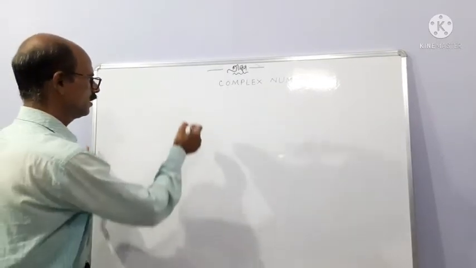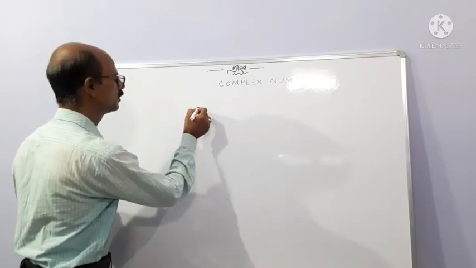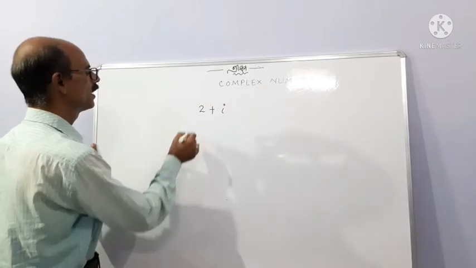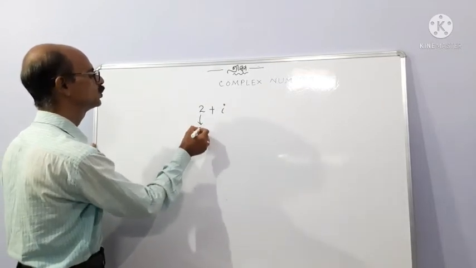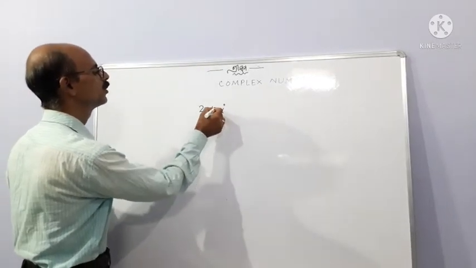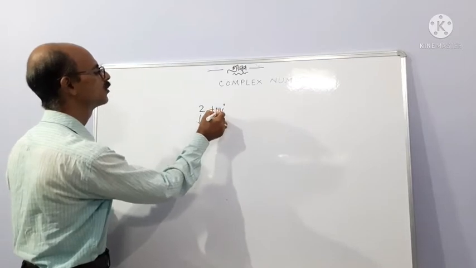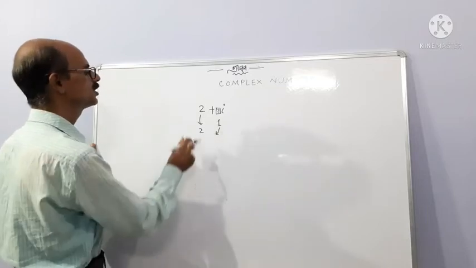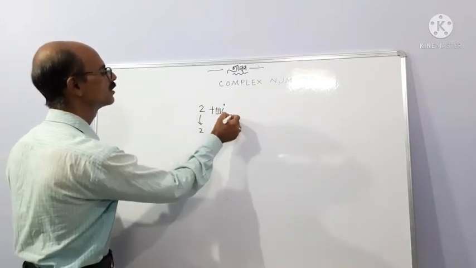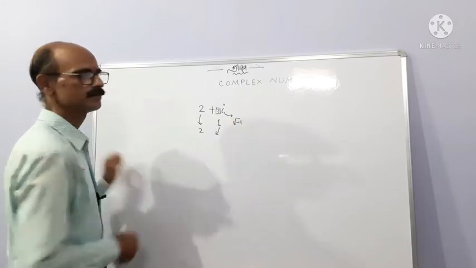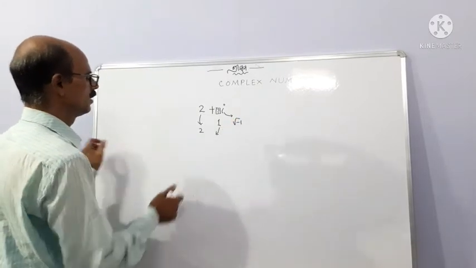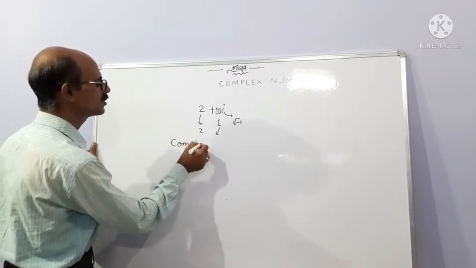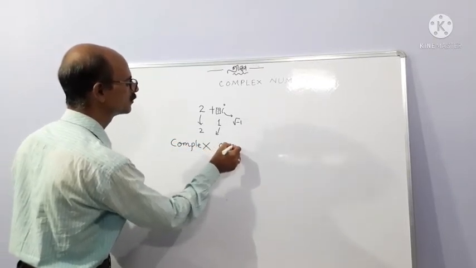And if we write a number, suppose 2 plus i, its real part is 2, and what is the coefficient of i? 1 is there. So these two are real, and i is root over of -1. And here often a term is used, complex conjugate.